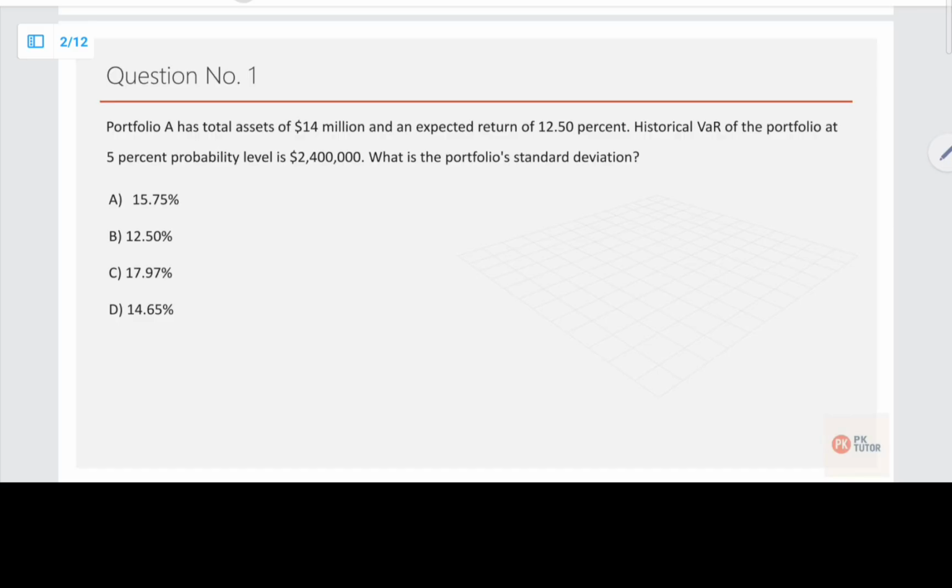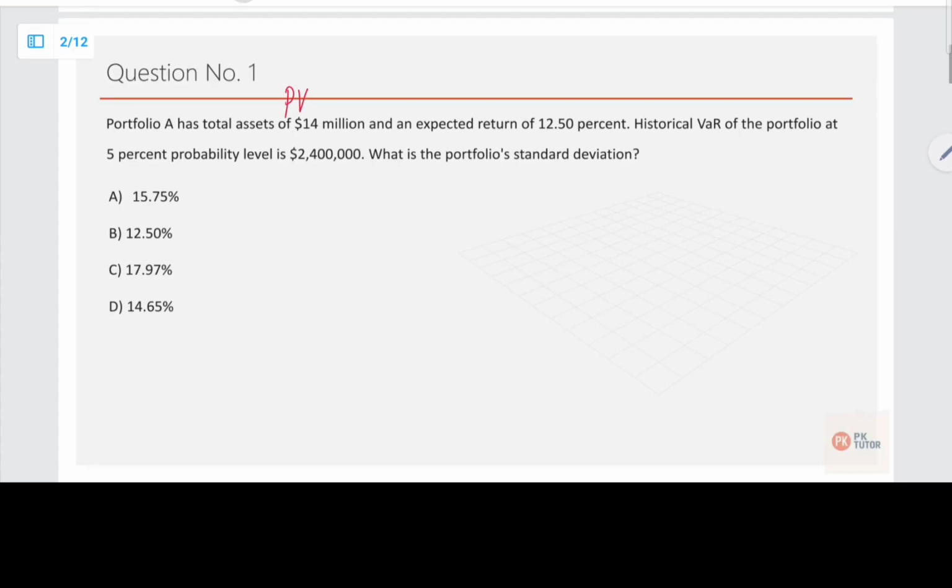Question number 1. It says portfolio A has a total asset. So this is our portfolio value and an expected return. So this is our mu. Historical VaR at 5%. This is the significance level, and this will give us the confidence interval of 95% and z value of 1.645, and this is our VaR. And they are asking to calculate the portfolio's standard deviation.